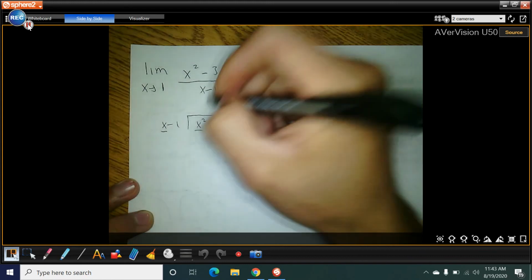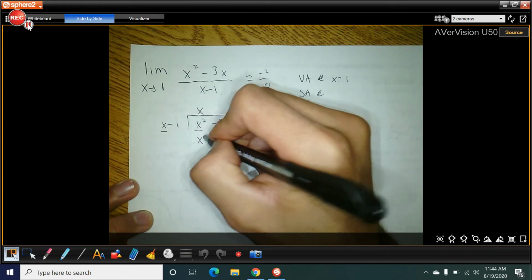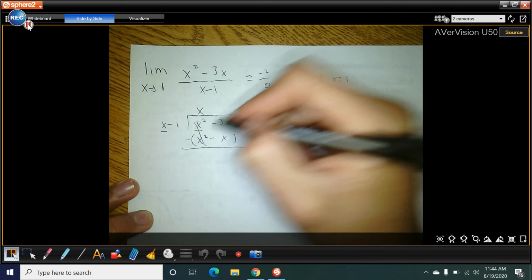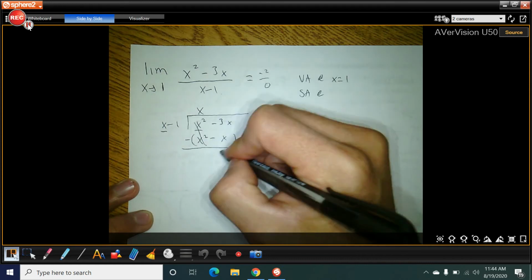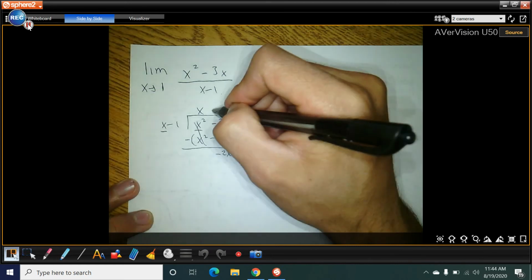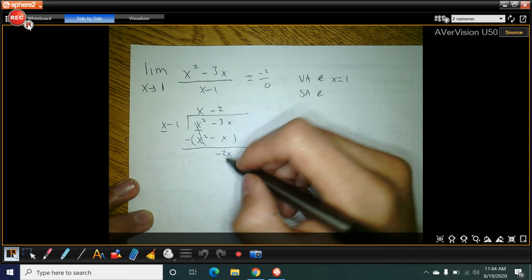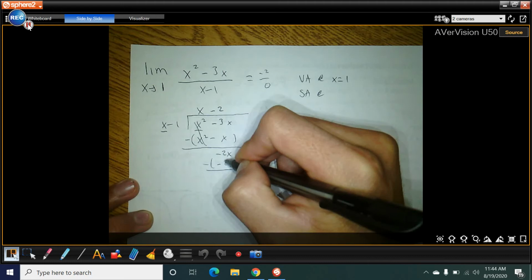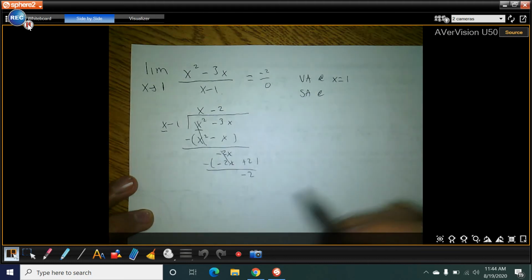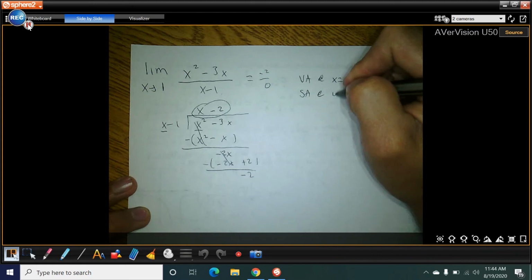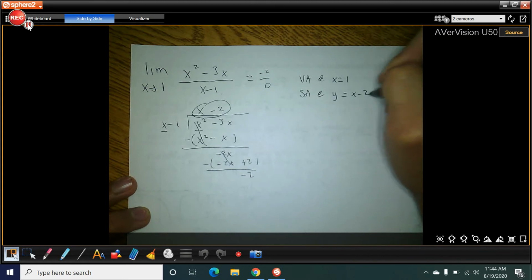X goes into x squared x times, so that will give you x squared minus x. We're going to go ahead and subtract. That cancels out, and then we have negative 3x plus x, which will give you a negative 2x, which means that you can further continue to divide. It goes in there negative 2 times, so negative 2 times x would be negative 2x plus 2. We're going to subtract, that goes away, and that leaves you with a remainder of negative 2. We can't further divide, but what it means is that your quotient is where your asymptote is, so that will be at y equals x minus 2.